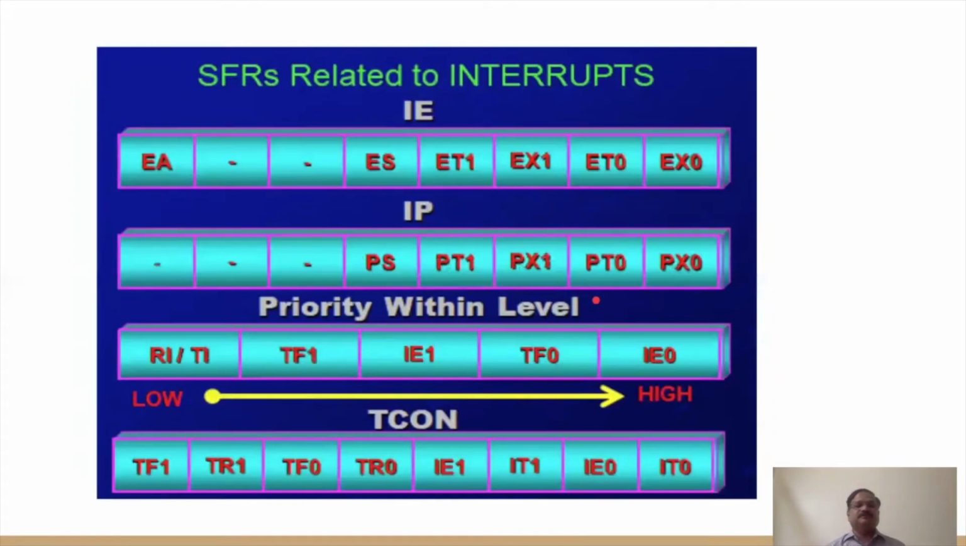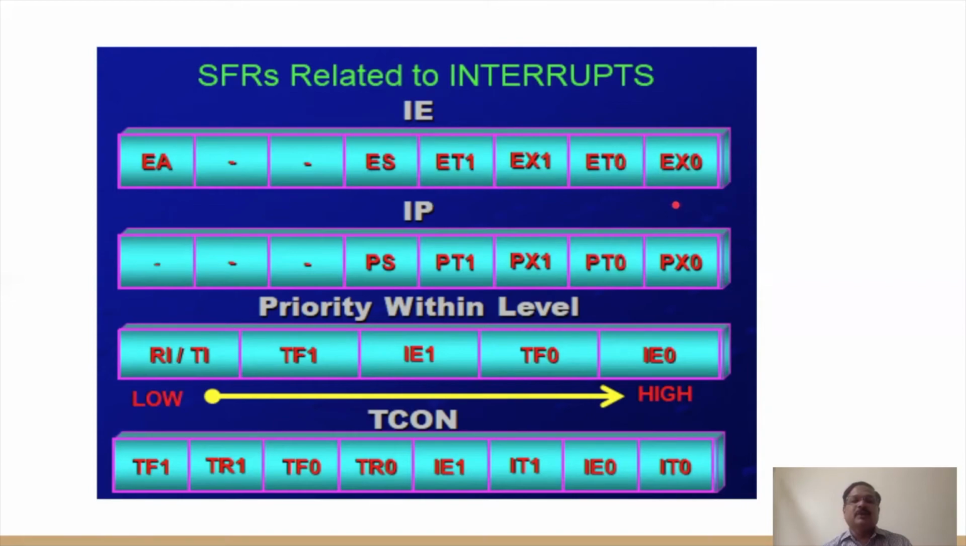Now next, the SFRs related to the interrupts. You know, there are 5 interrupts in the 8051 microcontroller. There are 2 main SFRs called the interrupt enable register and the interrupt priority register. Here you can see the format for the interrupt enable register corresponding to the 5 interrupts: external interrupt 0, timer 0, external interrupt 1, timer 1, and the serial port interrupt. If the bit is set, the interrupt is enabled. If the bit is 0, the interrupt is disabled.